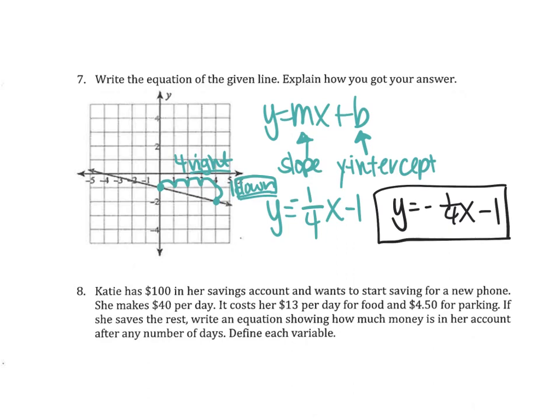This work here would honestly be enough to explain, but you could just say something like the slope is negative 1/4, the y-intercept is negative 1. Something like that.